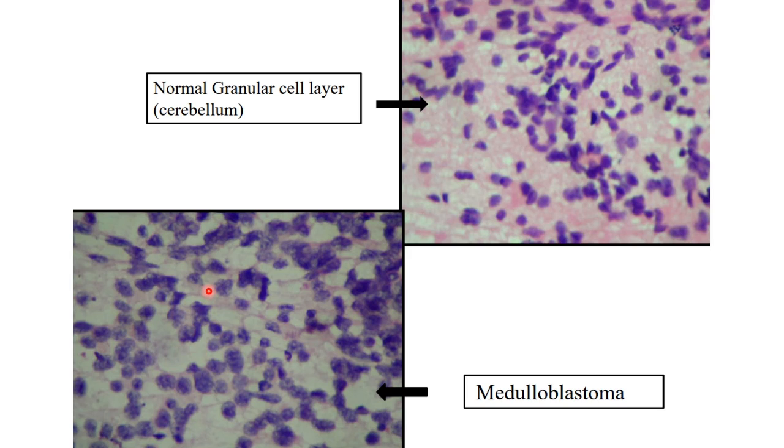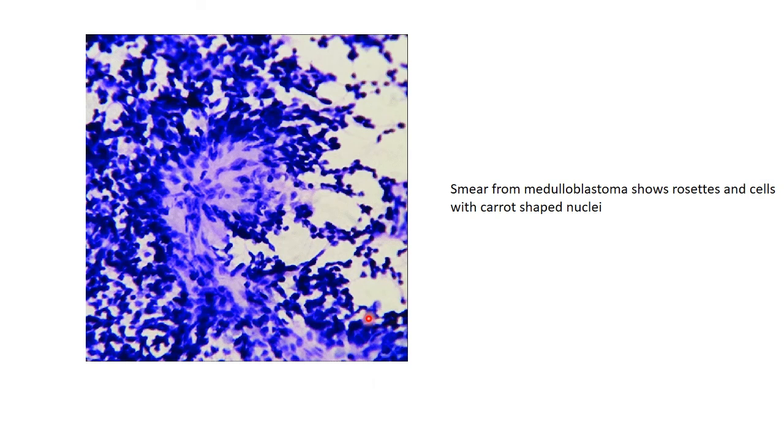What do we see here? We see quite a cellular smear with undifferentiated round to ovoid cells with hyperchromatic nuclei to inconspicuous nucleoli. These cells show a variable degree of mitosis, and some degree of rosetting as well. We can see the rosettes in the next slide as well. So this is a smear of a medulloblastoma. It has characteristic carrot-shaped nuclei, some degree of rosettes and a high mitotic activity.